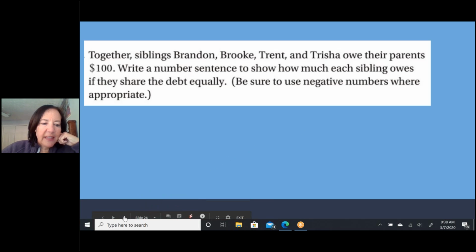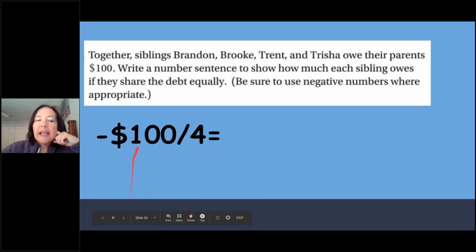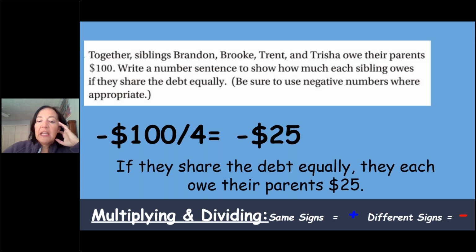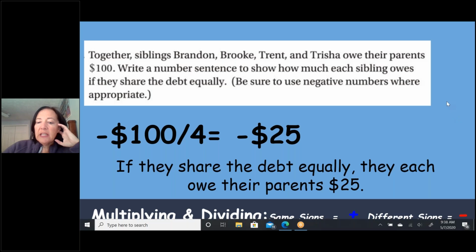Let me see if I can get my slide to advance. Negative 100 divided by 4, because negative 100 is the original debt they owed to their parents, and we're going to share it equally between 4 people. So that's like dividing by 4, and you're correct. So that's the algorithm at the bottom of the page. Negative 25. And so the written answer to the problem: if they share their debt equally, they each owe their parents $25. Nice job. We'll try another one.